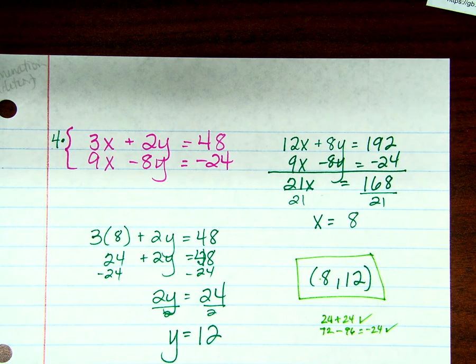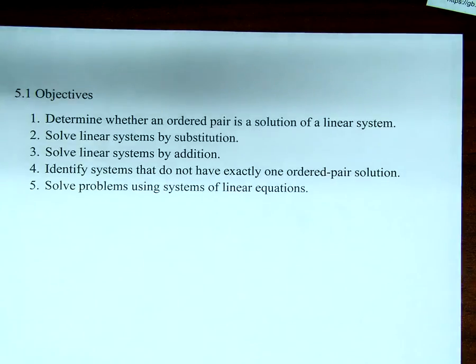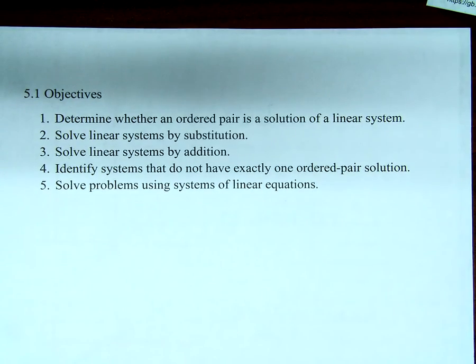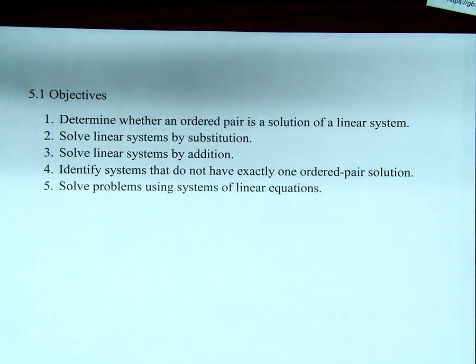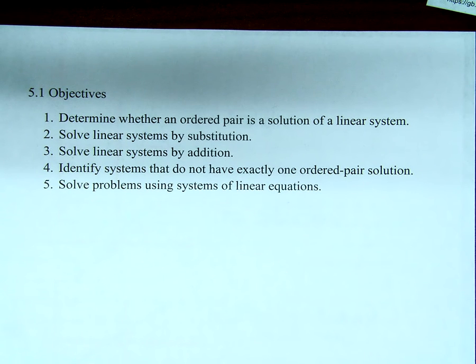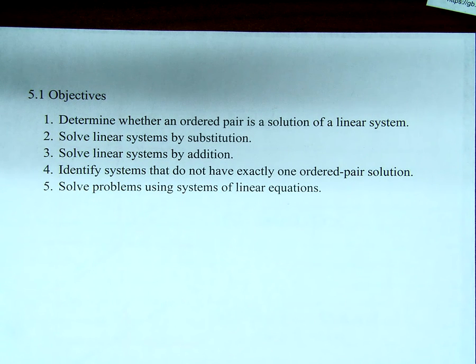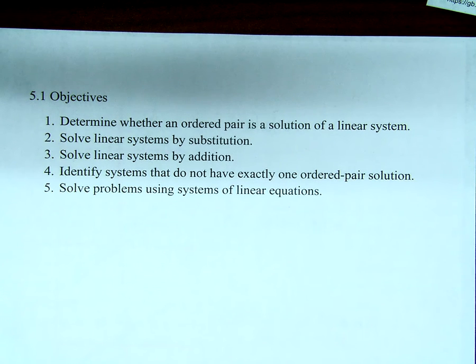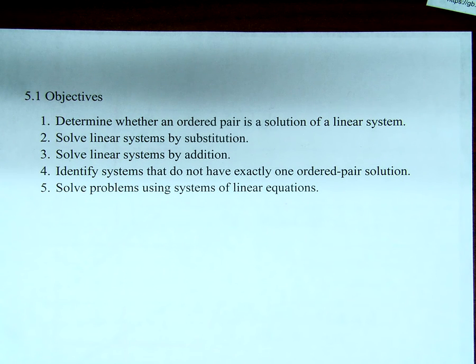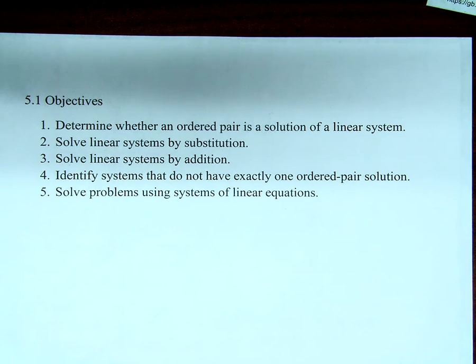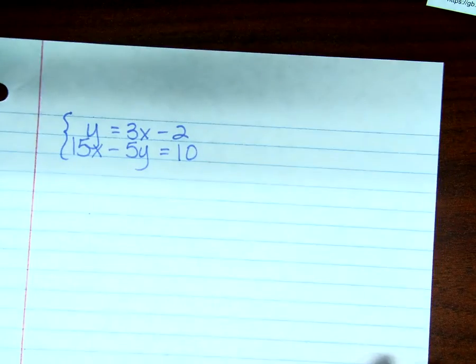Got it? Okay. So it's not on our objectives, but something I want to talk about real quick at the beginning of this next problem is if you're given a problem, is there a best way to choose? Some of you like elimination or addition more than substitution. Some of you like substitution better. But sometimes because of the way the problem's set up, is there a better way to choose? Okay? So look at this problem.